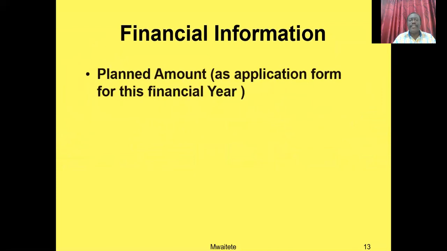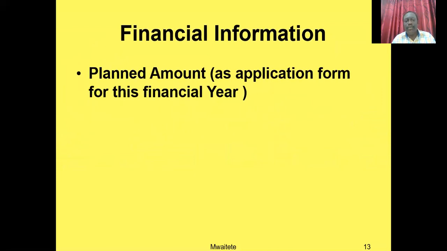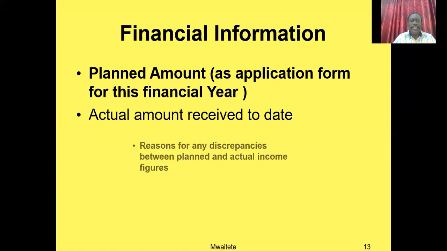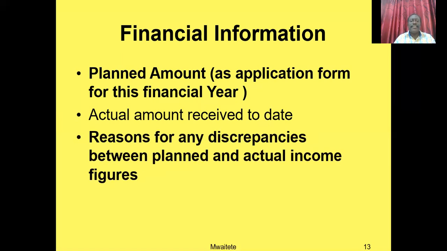You need to provide details, financial information, the planned amount for this quarter. How much was that? You see, how much did you plan in the application form for this financial year? So you again check for the actual amount received to date, how much you have received to date. You calculate the percentage. Reason for any discrepancies, the variance between the plan and the actual income figures.